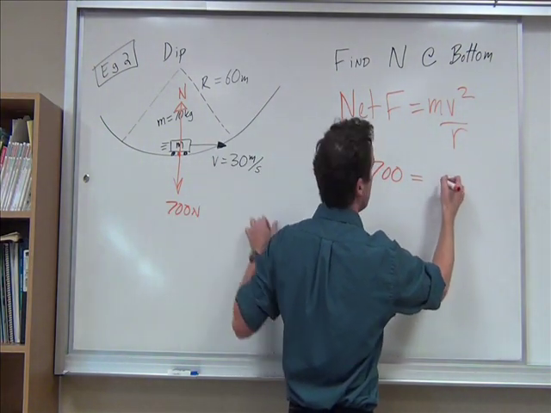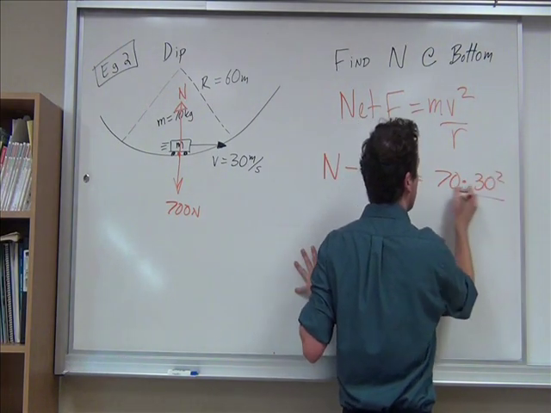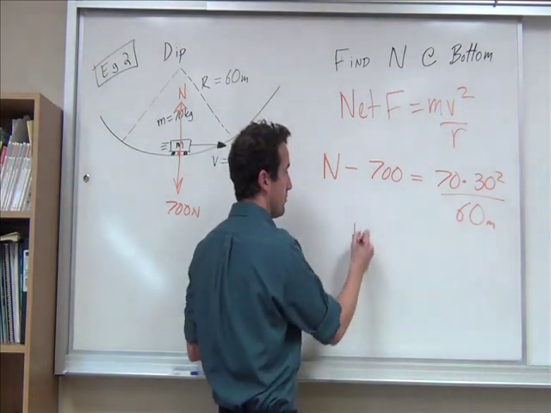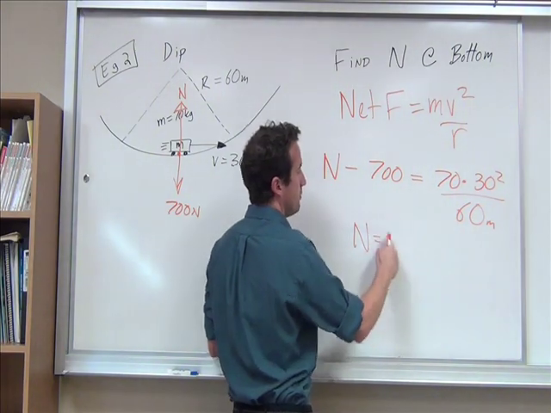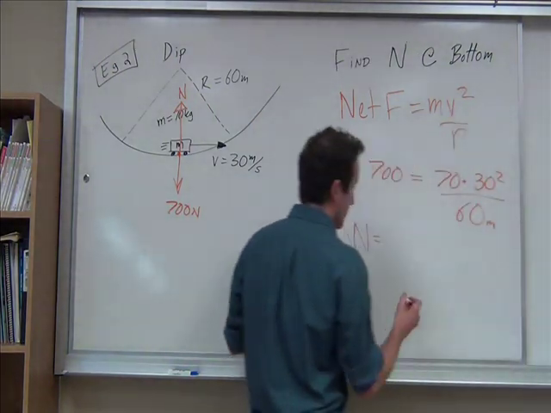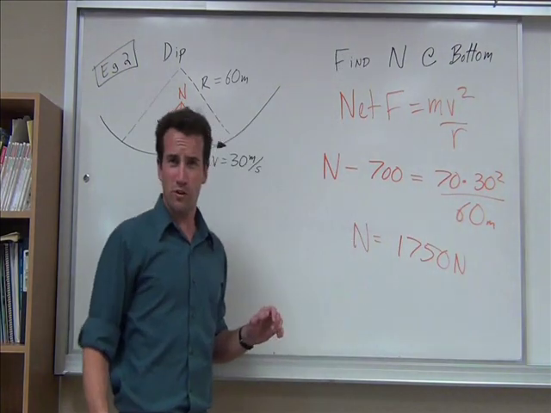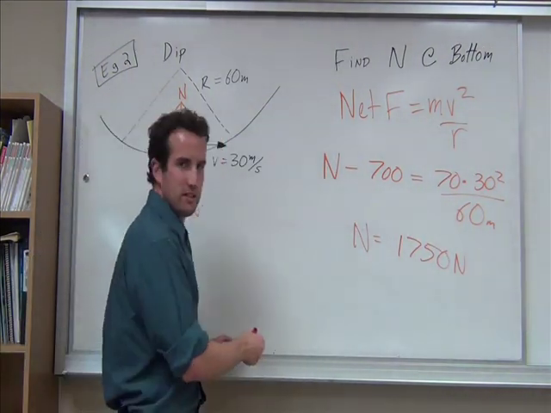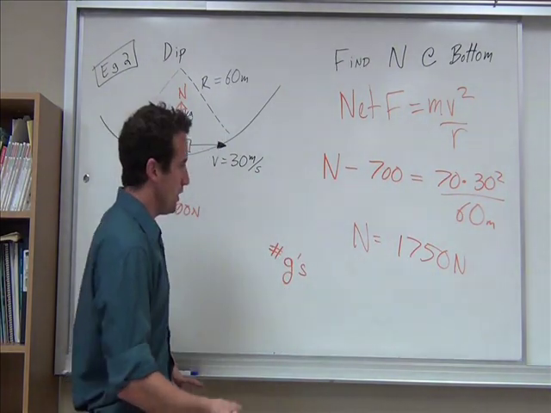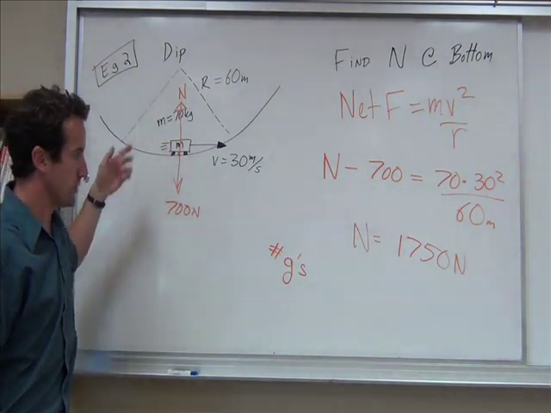Let's plug in some values. 70 times v squared, that's 30 squared, over r, 60 meters. And we'll get the normal force is 700 plus whatever this is. And a quick calculation gives you 1750 newtons. Now, you might wonder, what would that feel like? Well, they often talk about it in terms of the number of G's, or the G-force you would feel. 1 G would just be 700 newtons, your normal weight, the normal force.